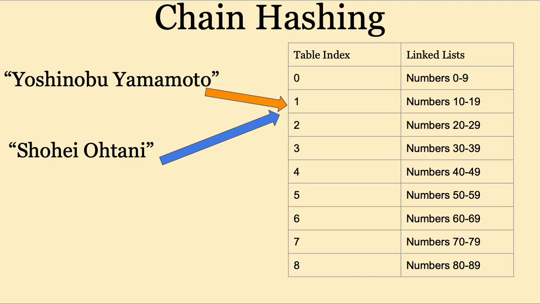There's also chain hashing, which is to say instead of storing the value in the array, we store a container in our array. So in this case, we're storing the head pointers of linked lists such that these two players, who both have a number between 10 and 19, can be stored at index 1 because we have a linked list storing all numbers 10 through 19.